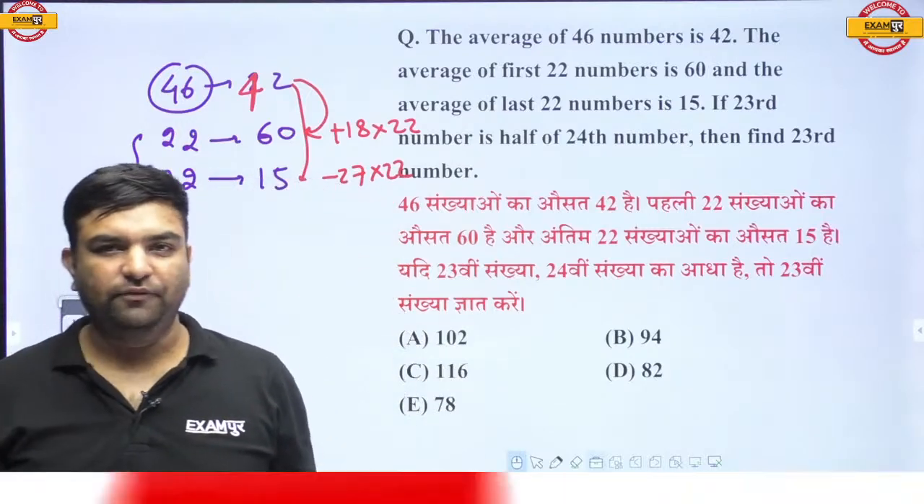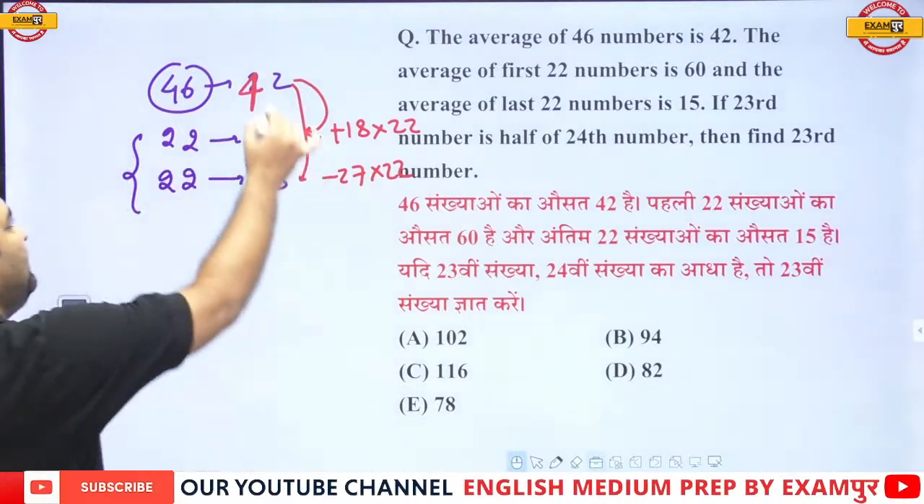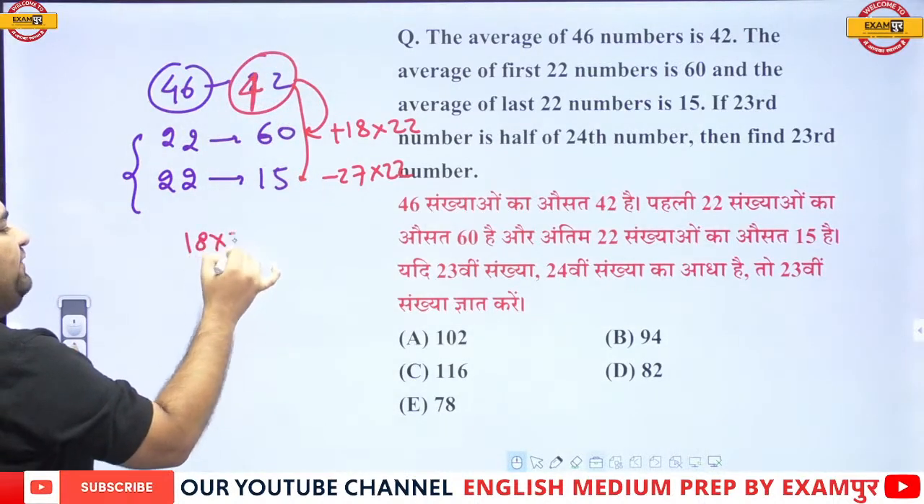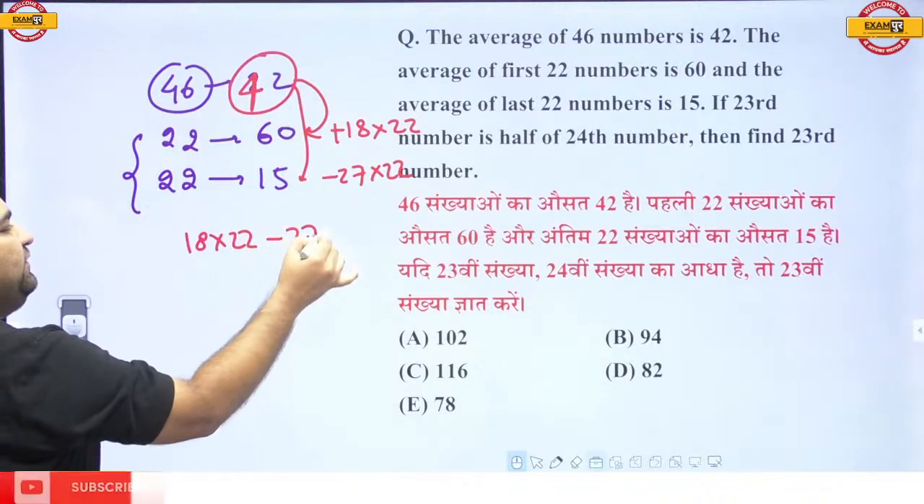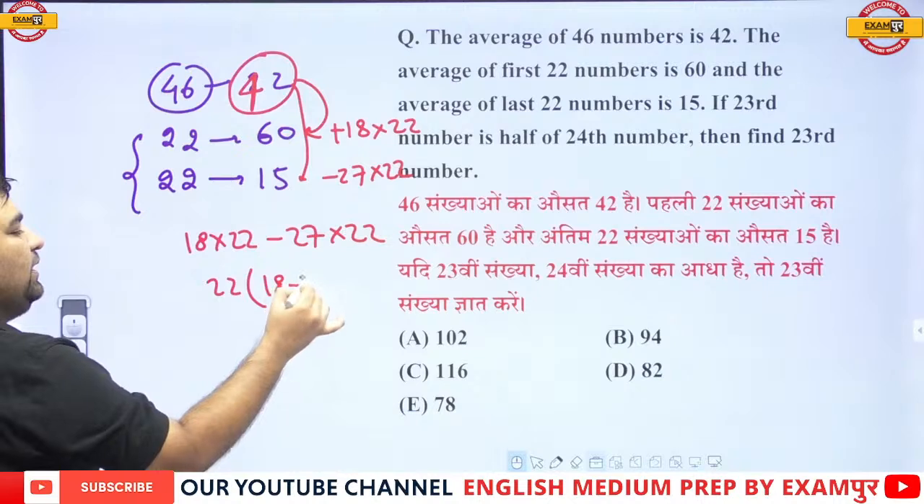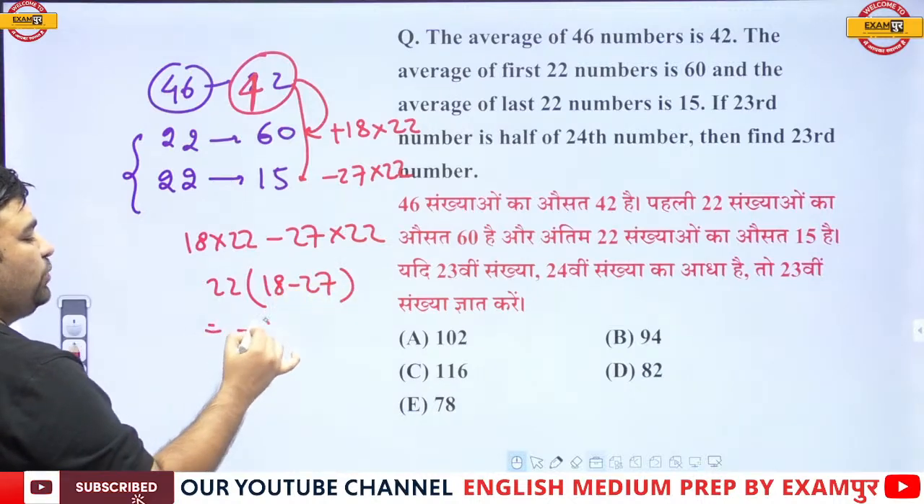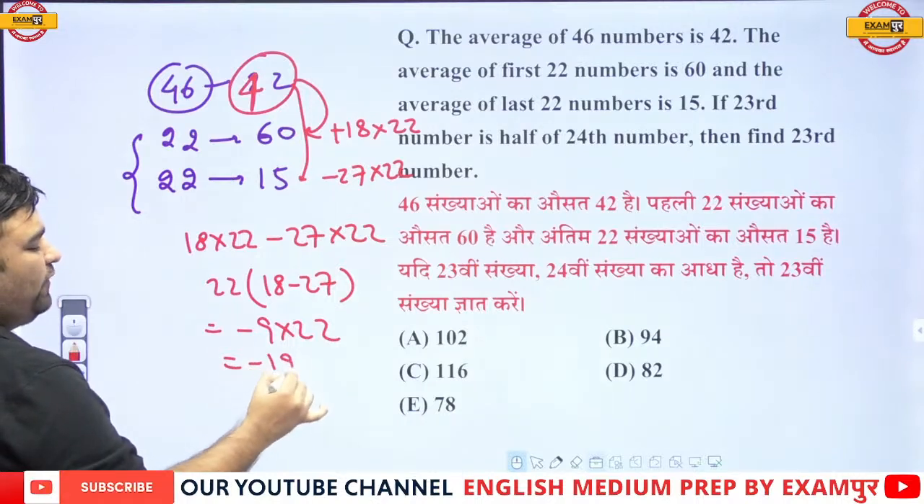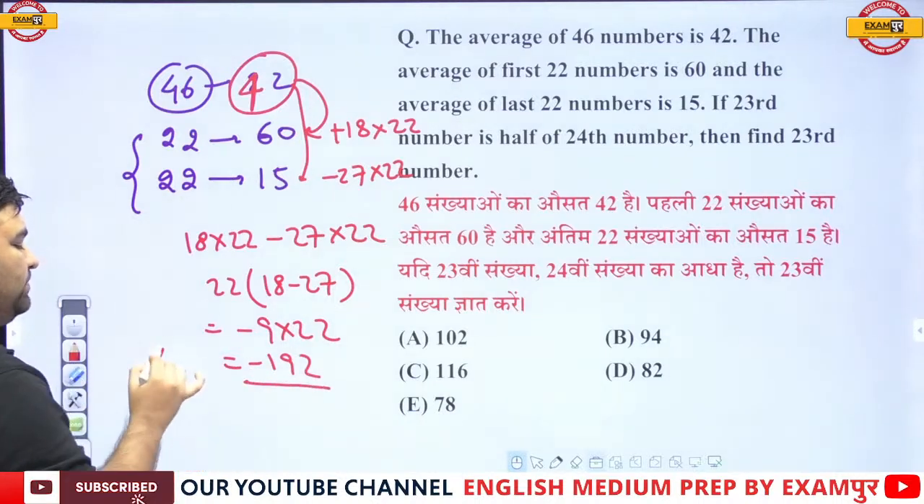Yeah, deviation. We are seeing the deviation from the original average. So plus 18 deviation over 22, minus 27 deviation over 22. Take 22 common, 18 minus 27, minus 9. So minus 9 into 22. That is 198. So overall deviation 198.